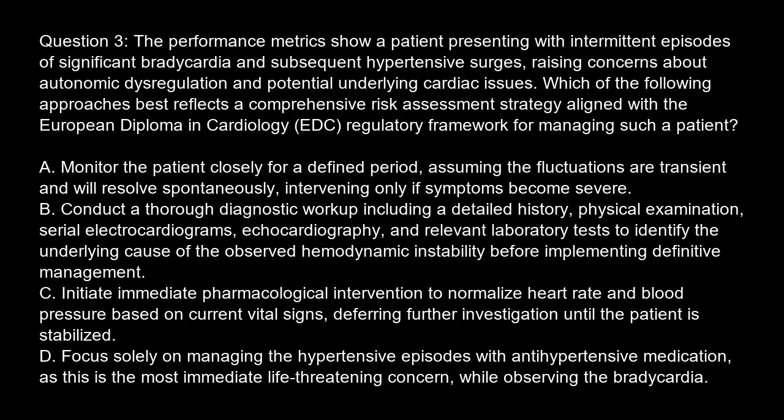Option A. Monitor the patient closely for a defined period, assuming the fluctuations are transient and will resolve spontaneously, intervening only if symptoms become severe. Option B. Conduct a thorough diagnostic workup including a detailed history, physical examination, serial electrocardiograms, echocardiography, and relevant laboratory tests to identify the underlying cause of the observed hemodynamic instability before implementing definitive management. Option C. Initiate immediate pharmacological intervention to normalize heart rate and blood pressure based on current vital signs, deferring further investigation until the patient is stabilized. Option D. Focus solely on managing the hypertensive episodes with antihypertensive medication, as this is the most immediate life-threatening concern, while observing the bradycardia.